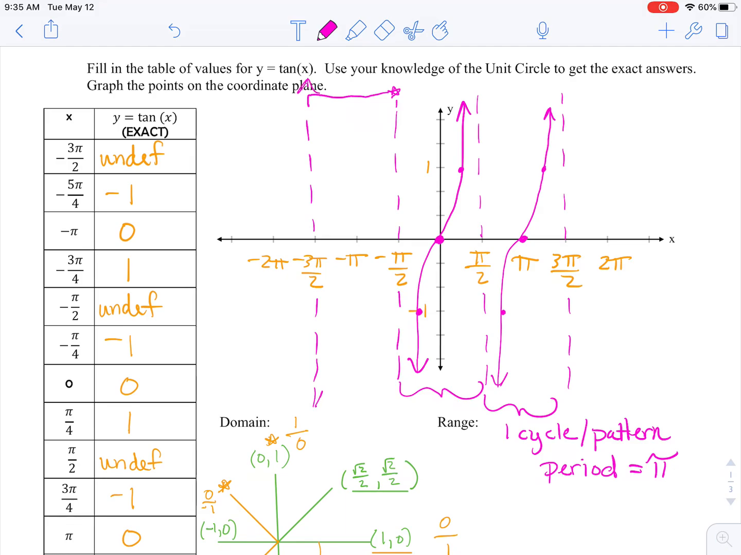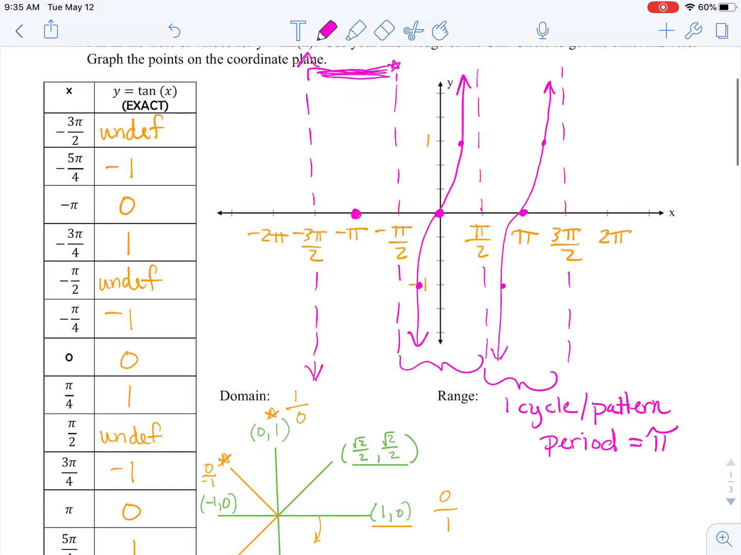And then I know I need 3 key points in between my vertical asymptotes. And the one key point is on the x-axis, and that's at the halfway mark. And then because my tangent curve is going to rise from left to right, if I'm halfway, at the pi over 4 to the right of that x-intercept, I know I should be up at +1. And if I'm halfway, at the pi over 4 to the left of that x-intercept, then I know I should be down at -1. And then I can draw my tangent curve.